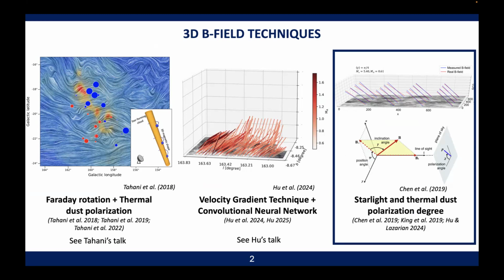So in this talk, I would like to emphasize that by only using the dust polarization degree, we can also trace the inclination angle of the magnetic field. This is the angle between the magnetic field and the line of sight, and combined with the 2D information of the magnetic field in the plane of sky, we can have a general picture of the 3D magnetic field structure and how it impacts the star formation process.